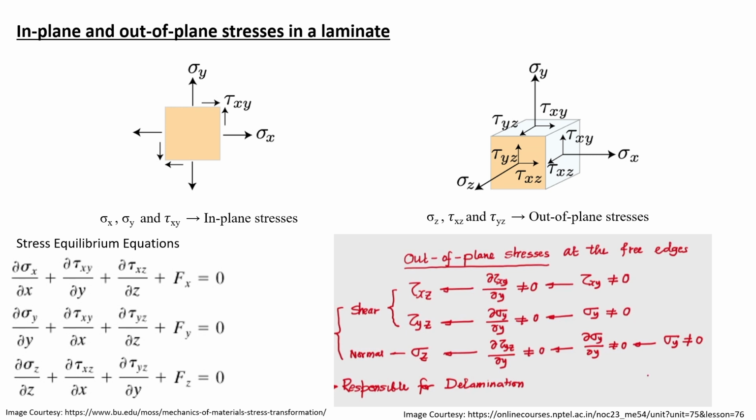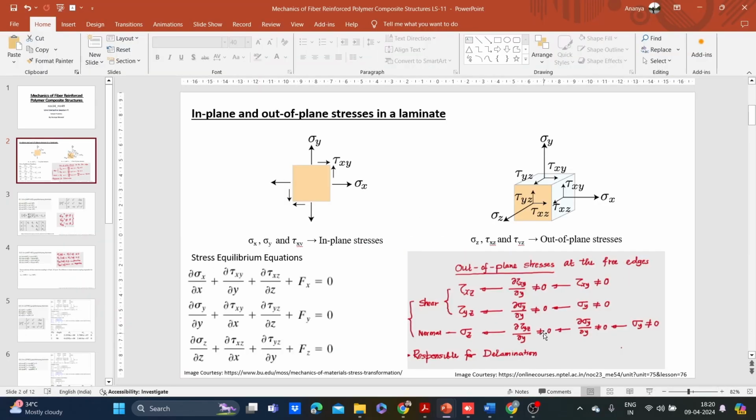As sir has already discussed in the lectures about in-plane and out-of-plane stresses in a laminate. In-plane stresses we already know, but how in-plane stresses are related to out-of-plane stresses is already defined, and for that we need the stress equilibrium equations. From the stress equilibrium equations we can get the out-of-plane stresses such as tau xz, tau yz, and sigma z with the help of the in-plane stresses like tau xy and sigma y. And these out-of-plane stresses are the ones which are responsible for any delamination.